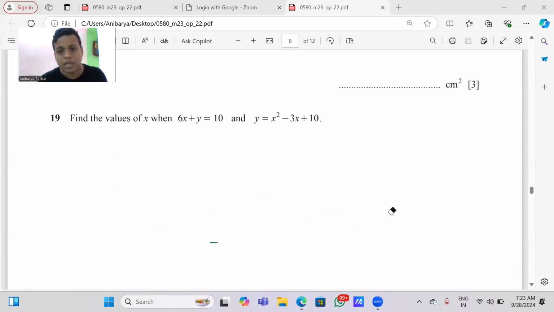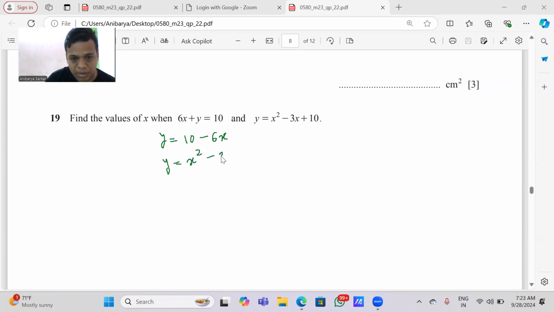So this is basically a very simple sum. Why is it very simple? Because it is a sum from the topic simultaneous equations. Here first we write y equal to 10 minus 6x. We arrange it. Now this is y, and another y is given, that is x squared minus 3x plus 10. Now we can equate the values of y.